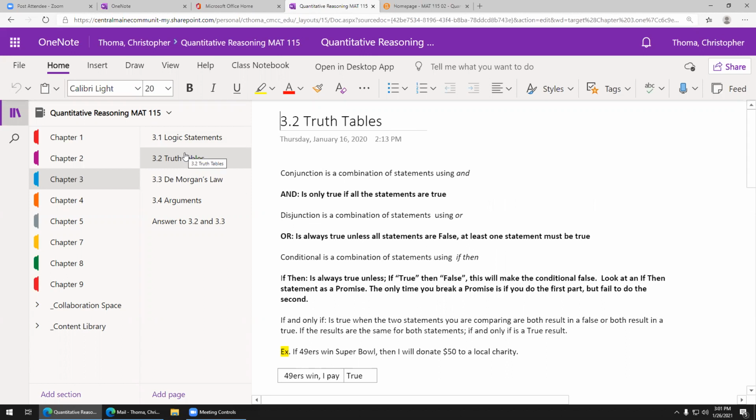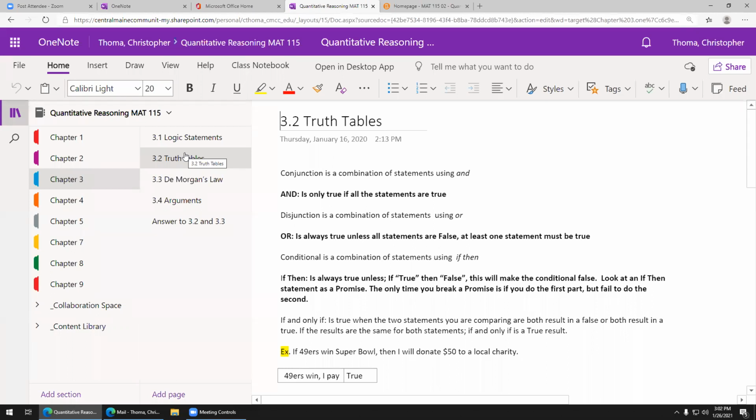So a conjunction is a combination of statements using "and," right? So again, some more definitions here. "And" is only true if all statements are true, right? So this is really where it comes down to how to build a truth table. Think of a truth table as like a Venn diagram, right? Again, they are not related at all, so don't think that you can use a Venn diagram to create a truth table. I'm not saying that. But remember, what does a Venn diagram do? It gives you a graphical representation of the analysis as we were doing, right?